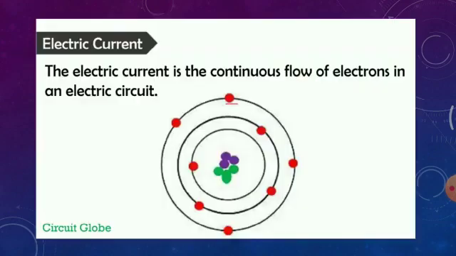Now we will discuss. See this. The electric current is nothing but the continuous flow of electrons in an electric circuit. If you want to understand electric current, first we have to understand the structure of an atom. Any substance in the universe is made up of atoms. Atoms are tiny particles. Even though the atom is small, it itself has three tiny subparticles. They are protons, electrons, and neutrons. Protons are positively charged, electrons are negatively charged, and neutrons do not have any charge.